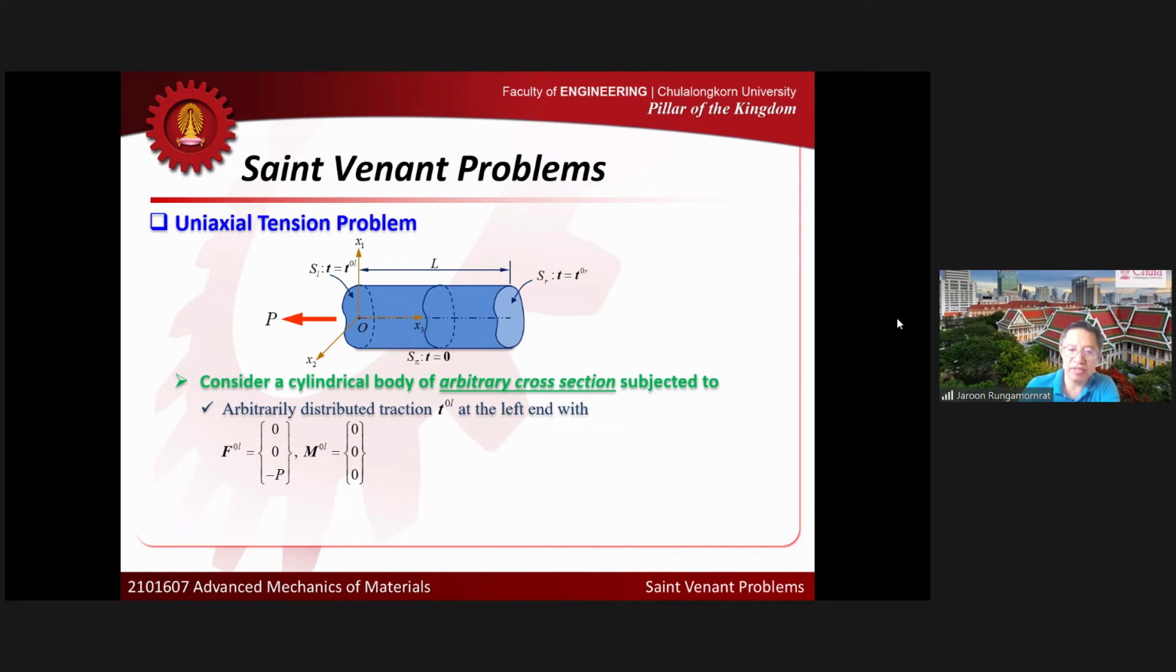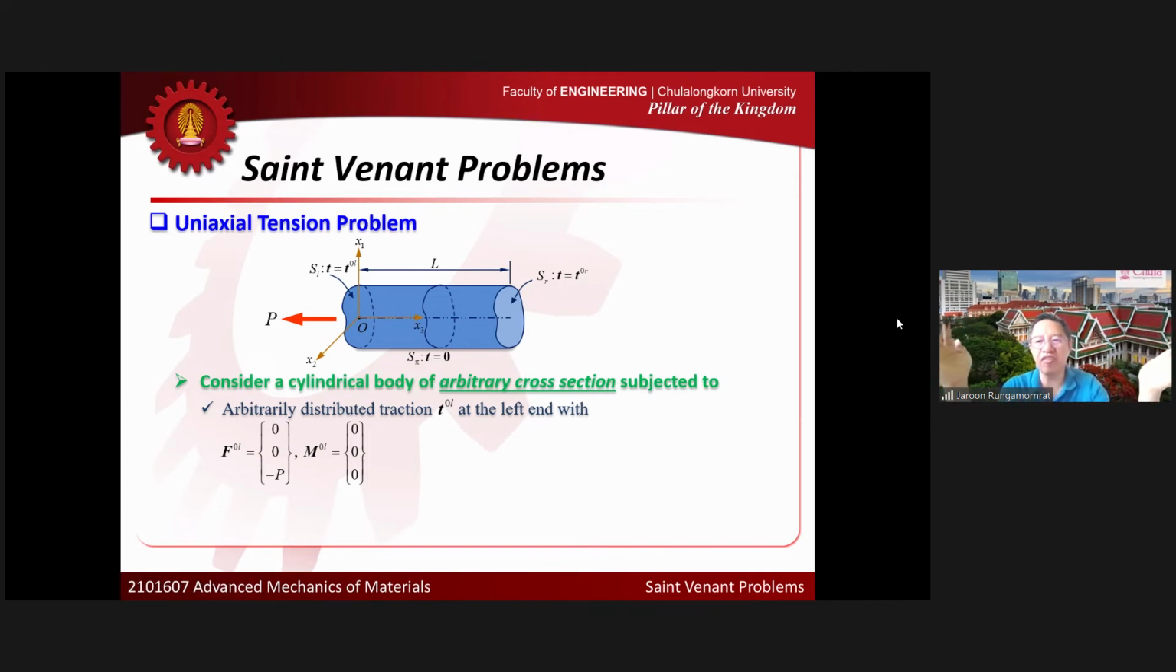The traction we have here can be replaced by the net force P in the negative x3 direction. We just focus on that kind of traction. There is no net force in x1 and x2 directions, and no net moments in any direction. We have only the net force in the negative x3 direction. We can think about this as a tension force applied normal to the cross section at the left end. But you know that in reality, we cannot apply the net force directly.